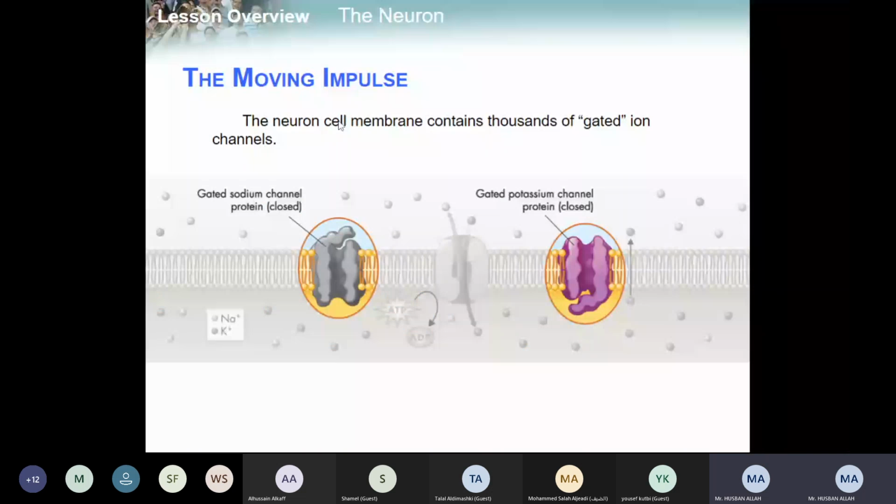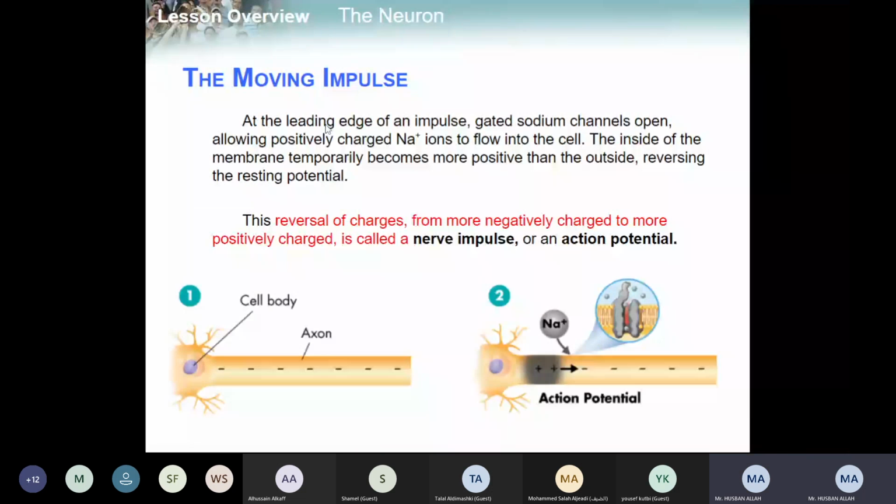The neuron cell membrane contains thousands of gated ion channels, right? How is the impulse going to travel? Gated ion channels means ion channels for potassium, for sodium, for both potassium and sodium, and for different ions. At the leading edge of an impulse, gated sodium channels open, allowing positively charged ions to flow into the cell.